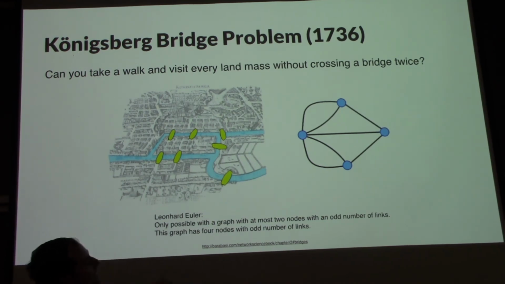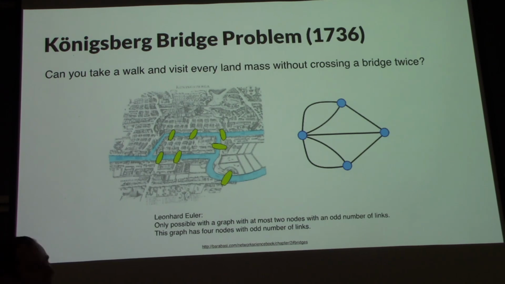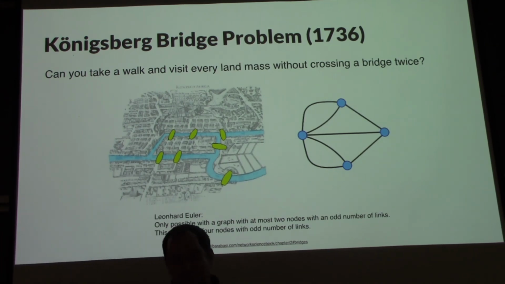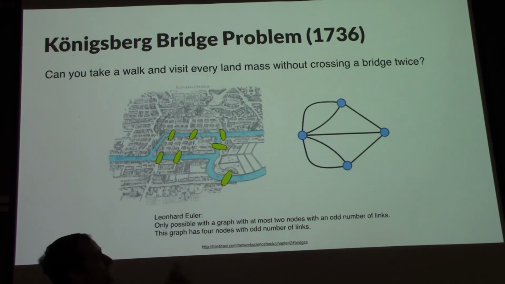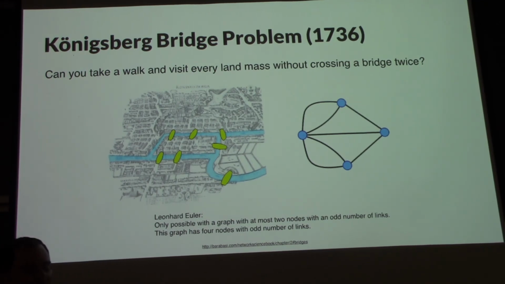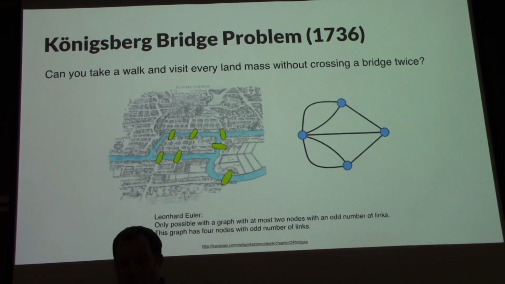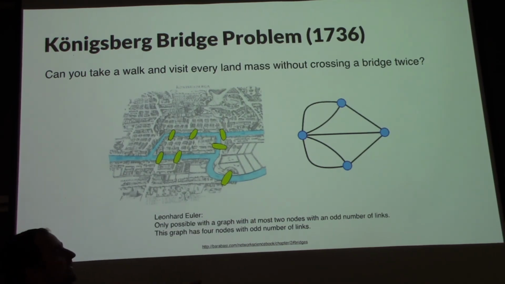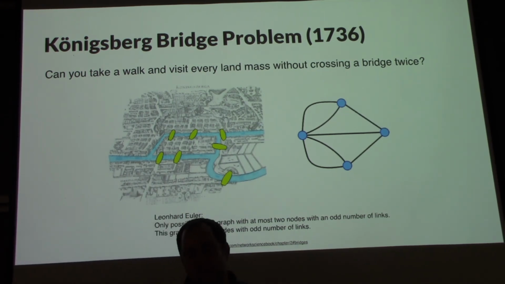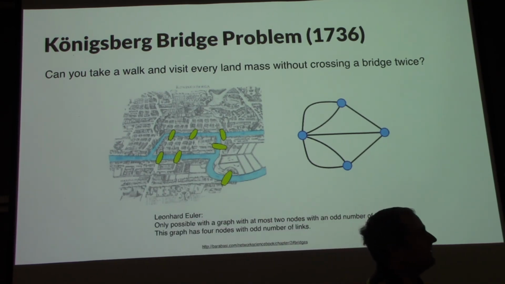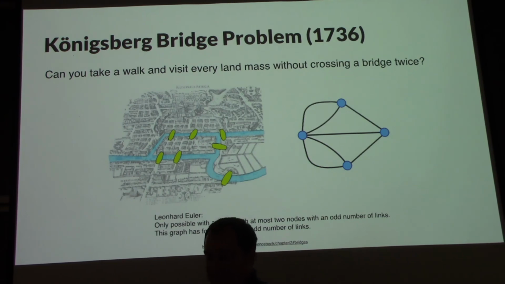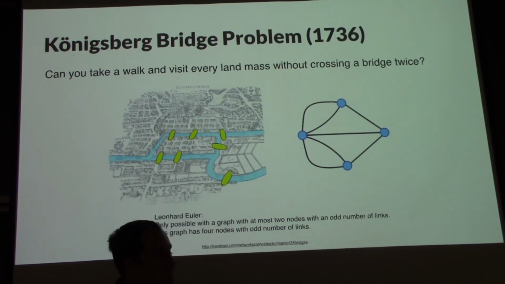And so this would be the graph that corresponds to the city of Königsberg, and the edges here would be the corresponding bridges across them. And then he showed that it's only possible with graphs with at most 2 nodes with an odd number of links. And so this graph has 4 nodes with odd numbers of links, and therefore that's not possible. And so this is the first time that somebody has abstracted a problem into a graph theory formulation. And that's kind of what we think of as the first graph theory problem.